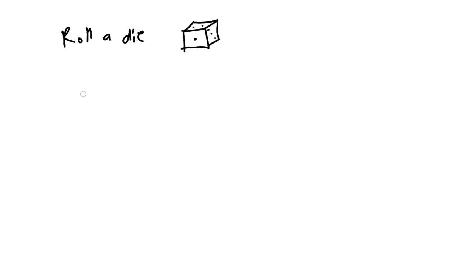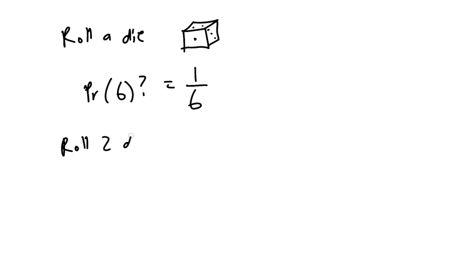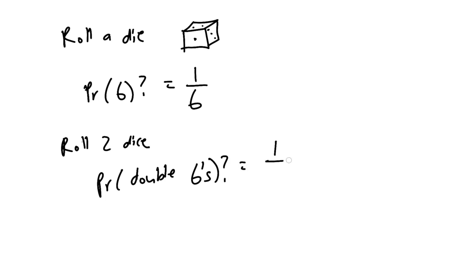And what I want to know is, what's the probability that I get a 6? And the answer is, if it's a fair die, that's 1/6, right? 1/6 chance for each side. All right, that's easy. Now, suppose I roll 2 dice, and I want to know what is the probability of getting boxcars, right? Getting double sixes. And the answer is 1/6 times 1/6, which is going to be 1/36.